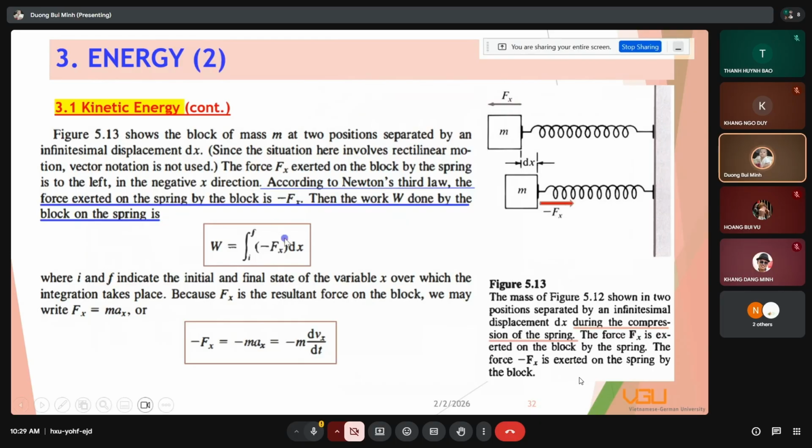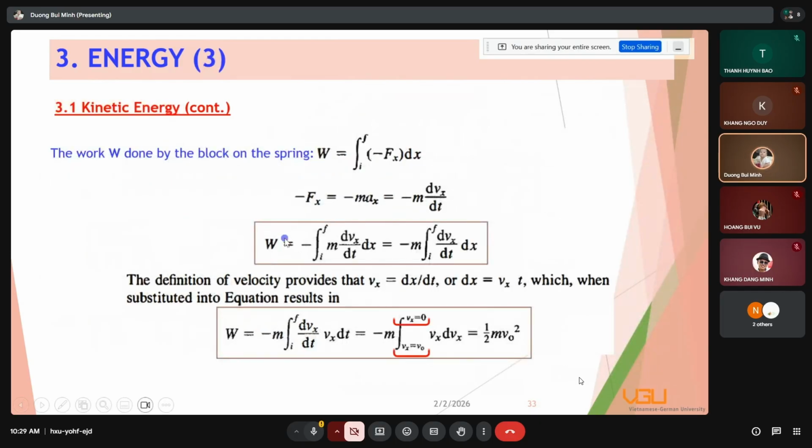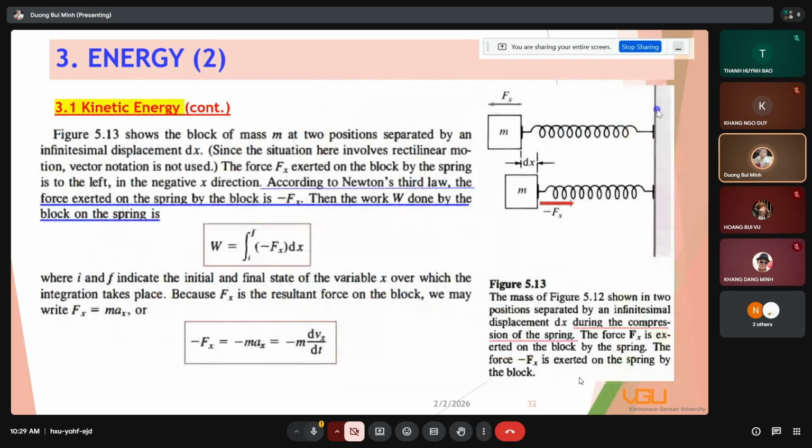Now, we need to demonstrate how we can get the kinetic energy, that is half m v squared. We can take this spring system as an example. We calculate the work done by the block on the spring.